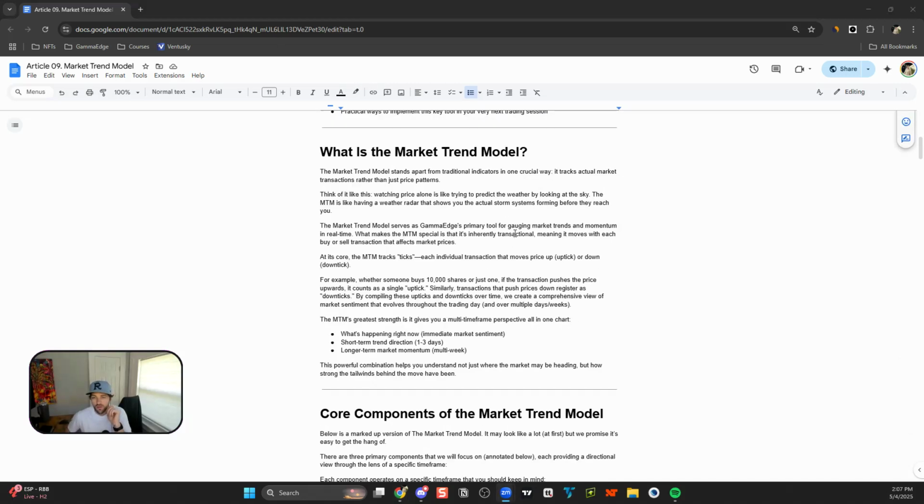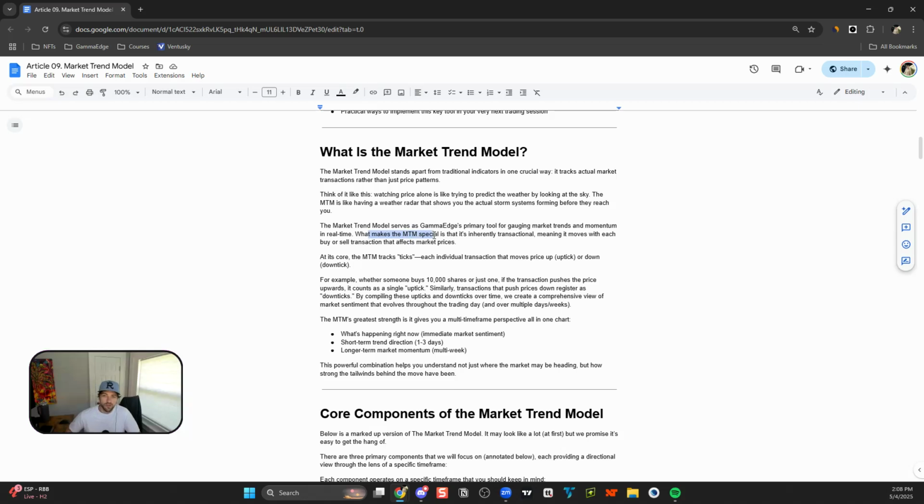So getting into the specifics of the market trend model, it tracks actual transactions in the market, not just price patterns. Think about it like this: if you're only watching price alone, you're trying to predict the weather by looking at the sky. However, through the lens of our market trend model, it's like having a weather radar showing you where the exact storm systems are forming before they reach you. And again, this serves as GammaEdge's primary tool for gauging market trend and momentum in real time.